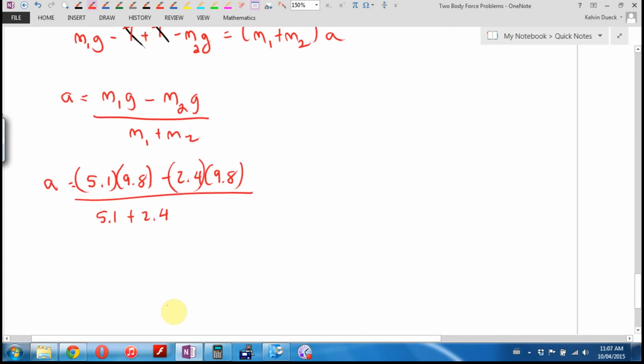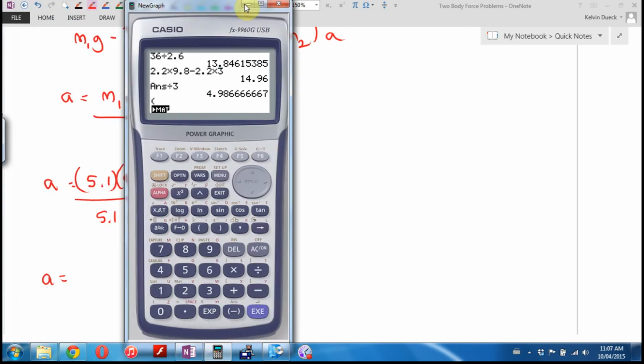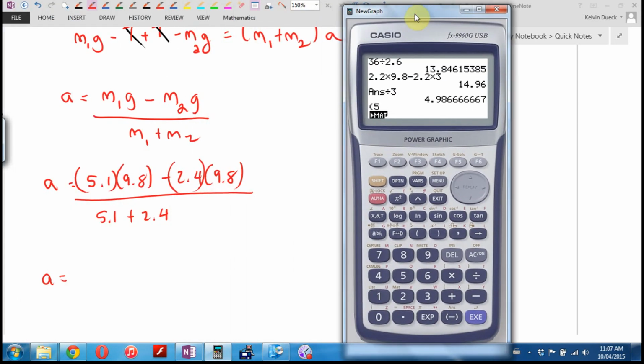Do this one in your head. Yeah, this one's yucky. Or is it? Bracket, 5.1 times 9.8, take away 2.4 times 9.8, close bracket, all divided by bracket 5.1 plus 2.4. I have more than one number in the top, better put it in brackets. I have more than one number in the bottom, better put it in brackets.